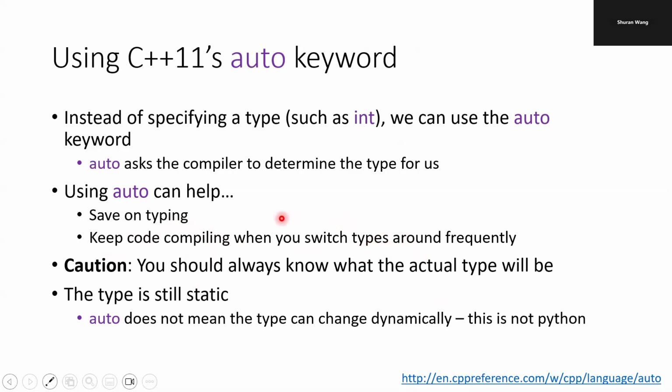But you should always know what the actual type will be, even using auto. The type is still static, which means that even if you're using auto, it doesn't change dynamically during the runtime. So you should always know what the type is, because this is kept throughout your program. And using auto can also sometimes make your code harder to read. So still keep an eye on that.